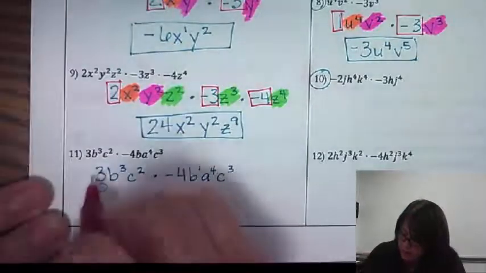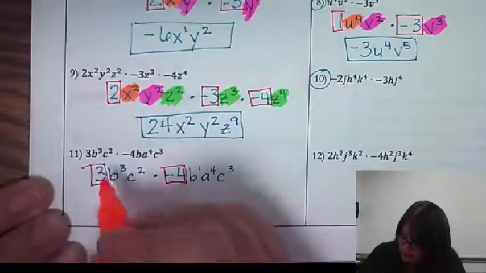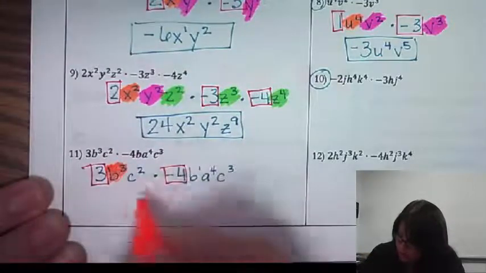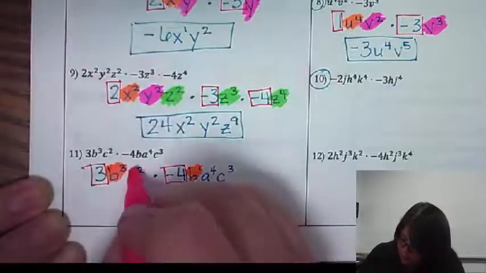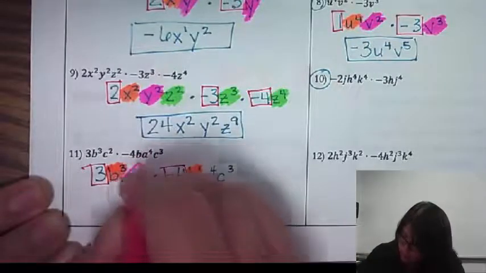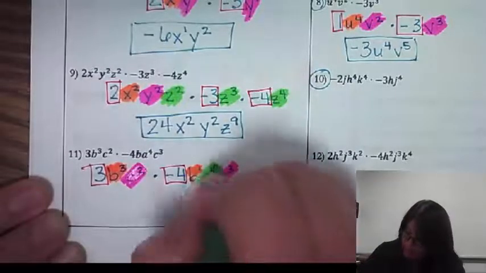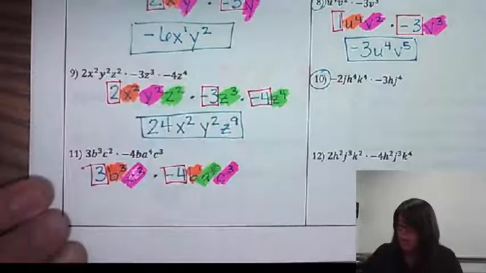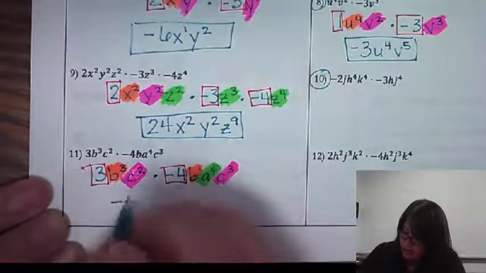Now, to box my coefficients and highlight my bases. B will be orange. Any other B's? Here's one. C will be pink. And there's another C, and one last base, all by its lonesome. And now I'm ready to multiply. 3 times -4 is -12.